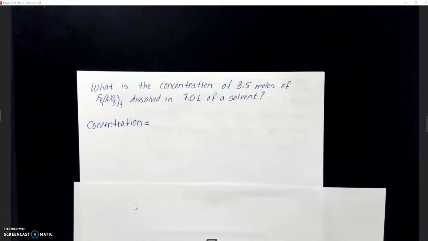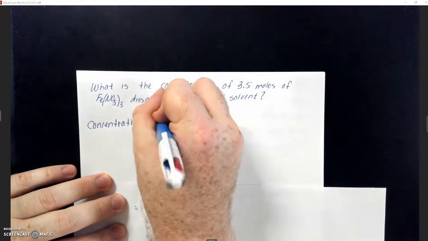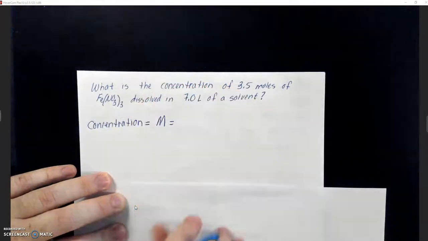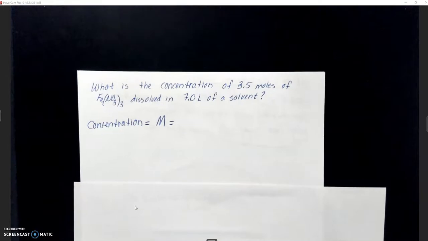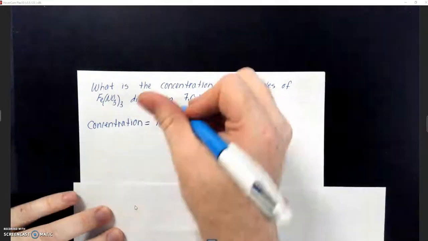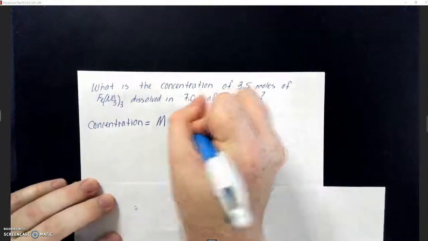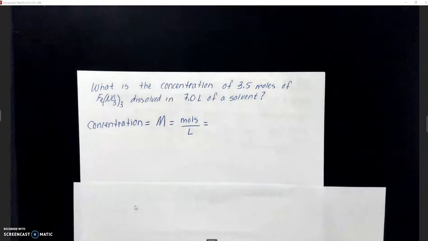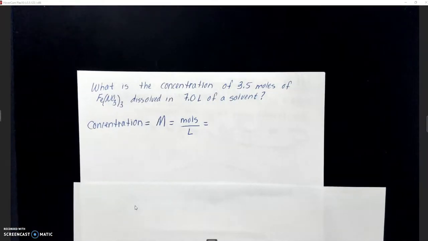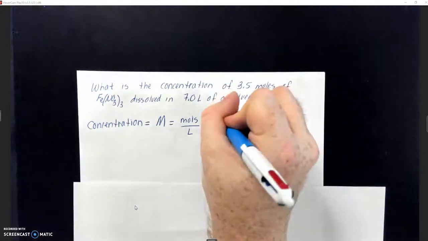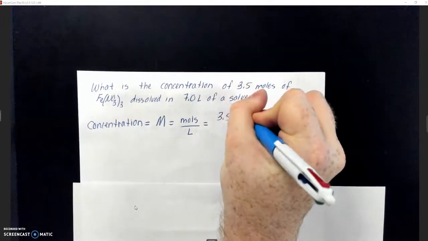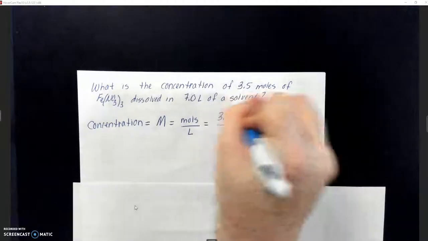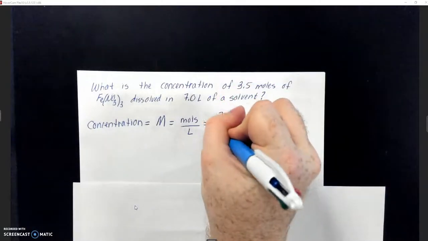From the other page, we know that the concentration is equal to the molarity, which is a big M. And what is molarity equal to? Moles of solute divided by the amount of liters of solvent. And now we just need to go in and plug in the numbers. The problem said we had 3.5 moles. And then we had 7 liters.